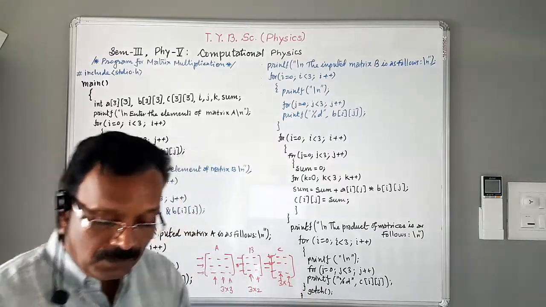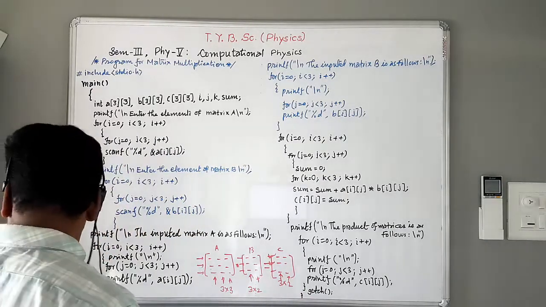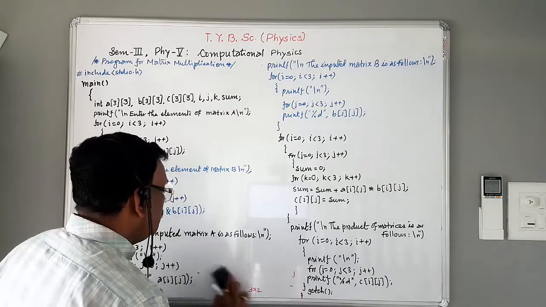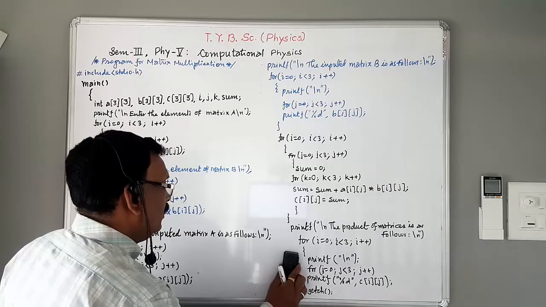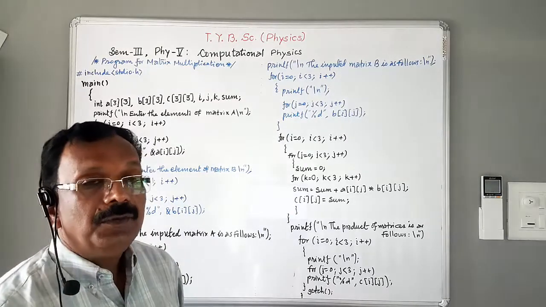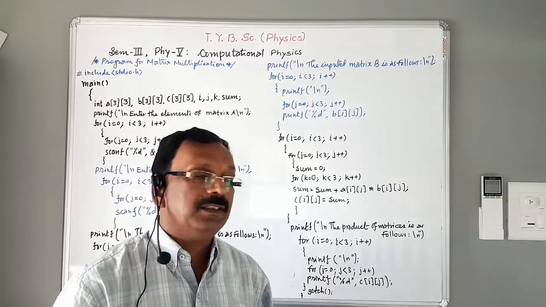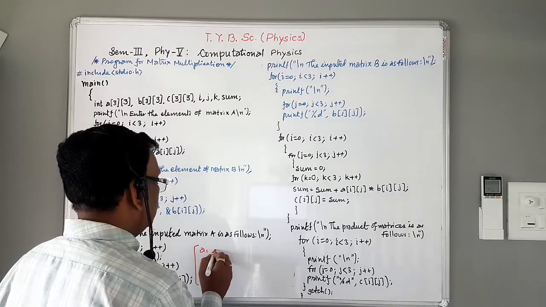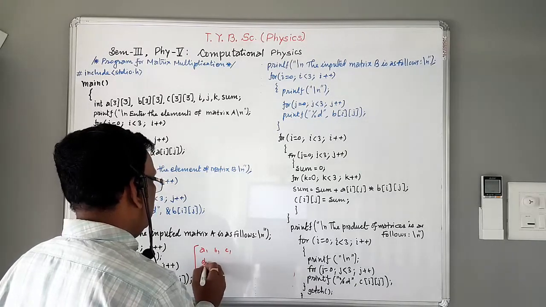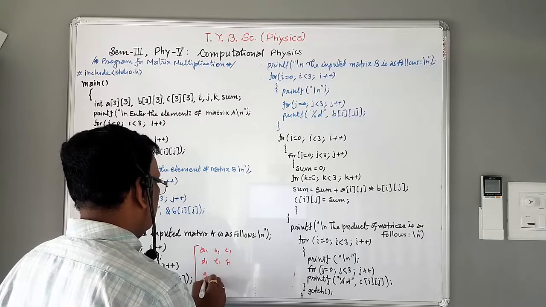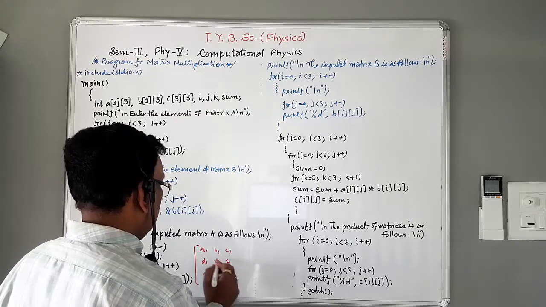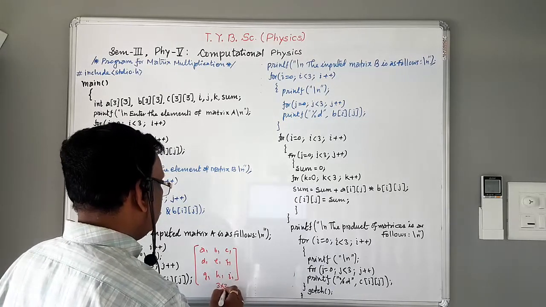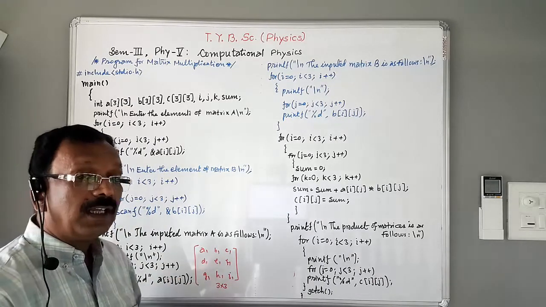Okay. Now, before writing the program for multiplication of two matrices, we should know the procedure or algorithm for how we can take the product of two matrices. Suppose here the first matrix has elements A1, B1, C1, D1, E1, F1, G1, H1 and I1.